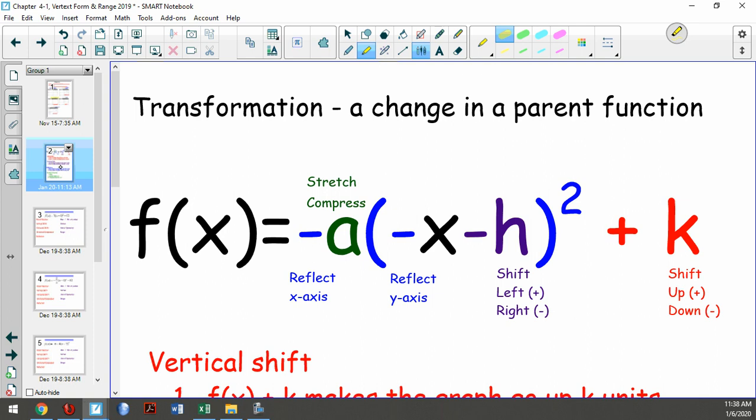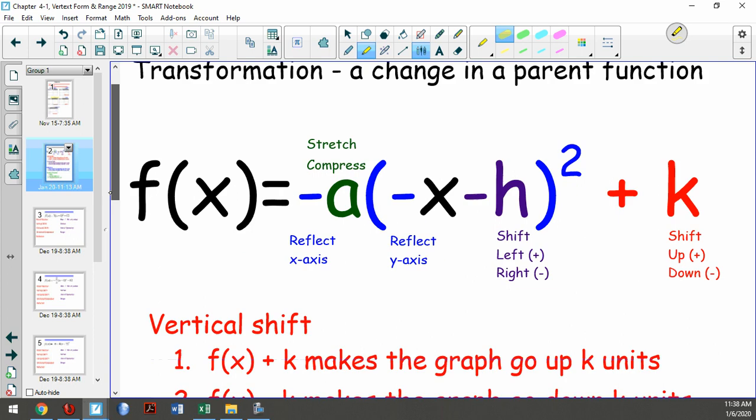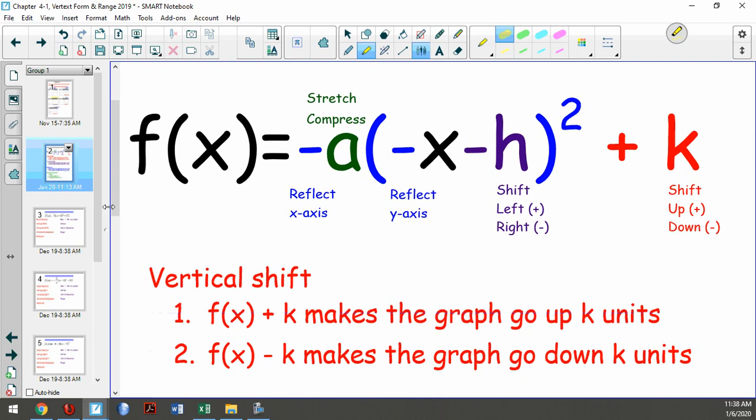Okay, we've already talked about this through and through. This is not anything new. I'm putting 2 sections together today to make sure that you guys have understood domain, range, and vertex and the transformations. Okay? So if I give you f of x is equal to negative a times the quantity x minus h squared plus k, I want you to tell me everything you know about it.